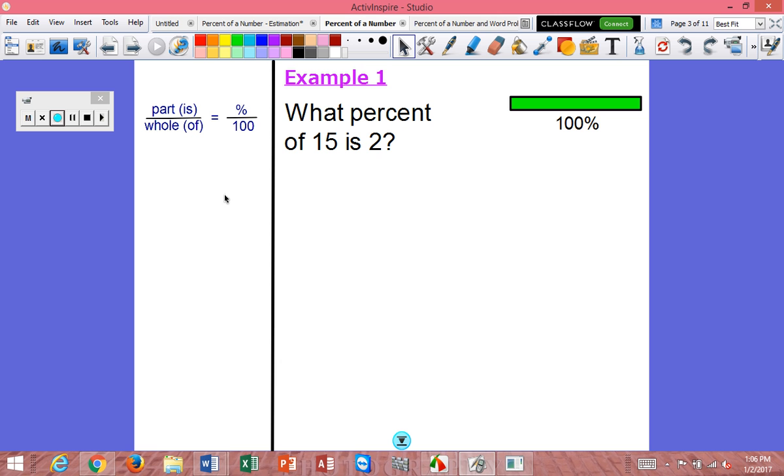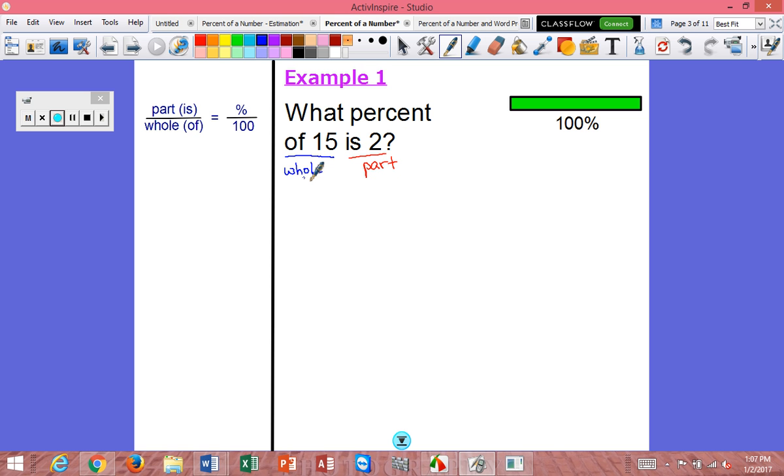All right, example 1. What percent of 15 is 2? So let's identify what we have. I see "of 15," so there's the whole, and then "is 2," so 2 is the part. Now obviously the percent is missing. There is no number here that has the percent symbol next to it, so we're trying to find a percent.